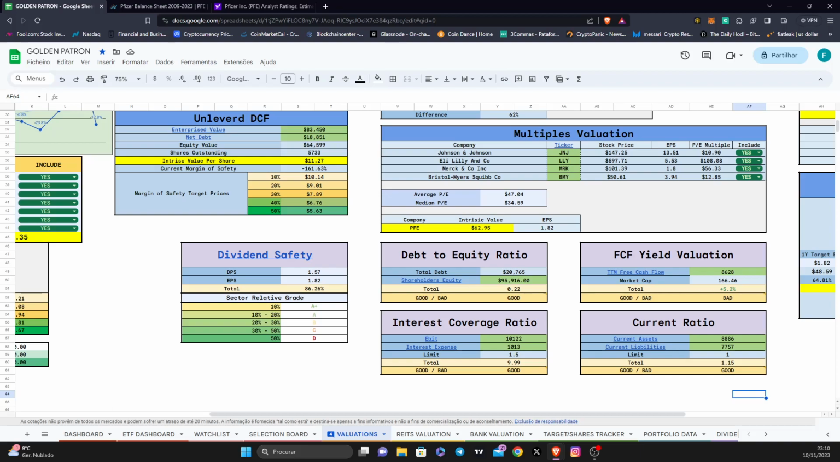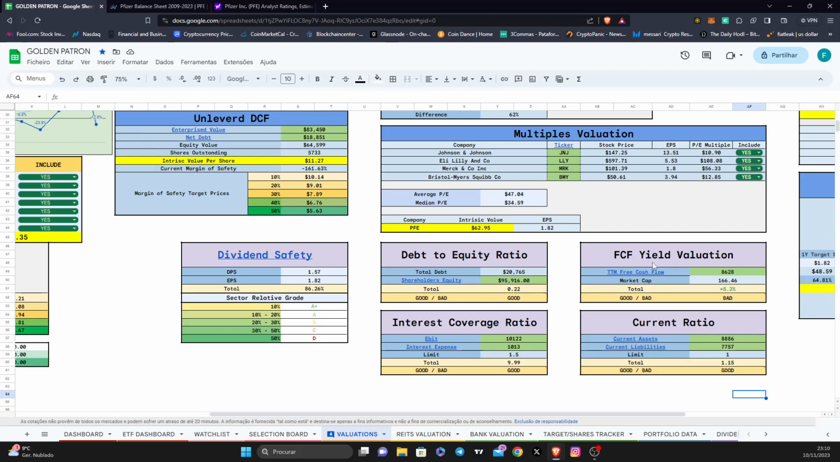So the free cash flow yield is a metric that assesses a company's financial efficiency by comparing its free cash flow to its market capitalization, calculated by dividing the free cash flow per share by the market price per share. The free cash flow yield is expressed as a percentage. A higher free cash flow yield generally indicates that the company is generating more free cash flow relative to its market value, making it potentially attractive for investors, okay?